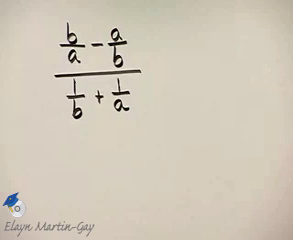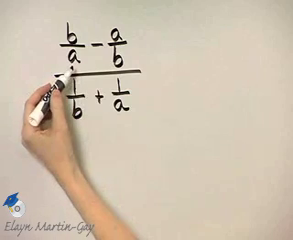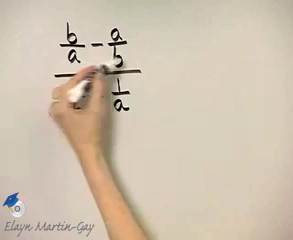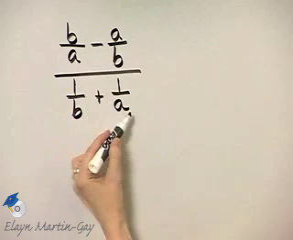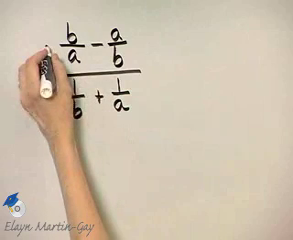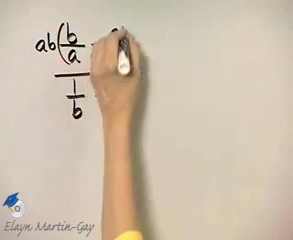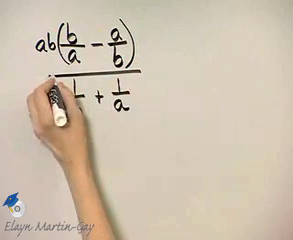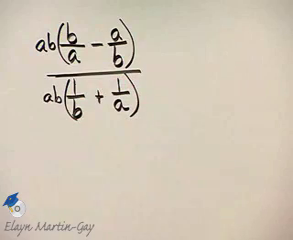Let's simplify this complex fraction. To do so, I'm going to go ahead and decide on the least common denominator for all four denominators in this complex fraction, and the LCD is AB or BA. So I will multiply the numerator of the complex fraction by AB and the denominator of this complex fraction by AB.